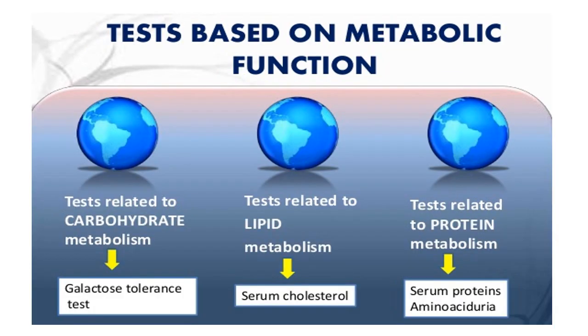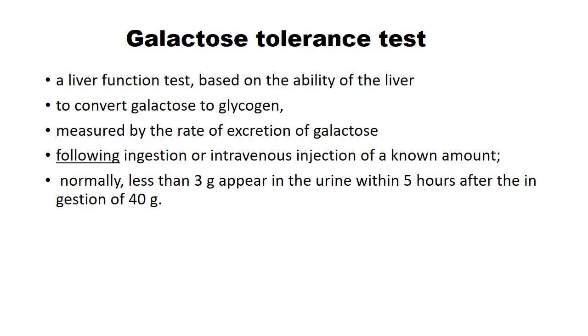Based on metabolic functions, tests related to carbohydrate: galactose tolerance test. For lipids, you can measure serum cholesterol. For proteins, it could be amino aciduria, that is, amino acids being passed in urine.